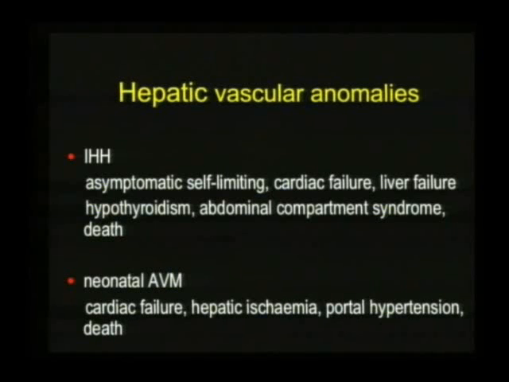Sorry, I just want to go back to this slide. So what can these infantile hemangiomas in the liver do? Well, I said they may be asymptomatic and eventually self-limiting. They can cause cardiac failure, liver failure, associated with hypothyroidism. Some of these children have elevated TSH levels and they need massive doses of thyroxine to improve the situation. They can get abdominal compartment syndrome. They can even die. Most are small, self-limiting lesions that we really don't need to worry about or ever intervene on.